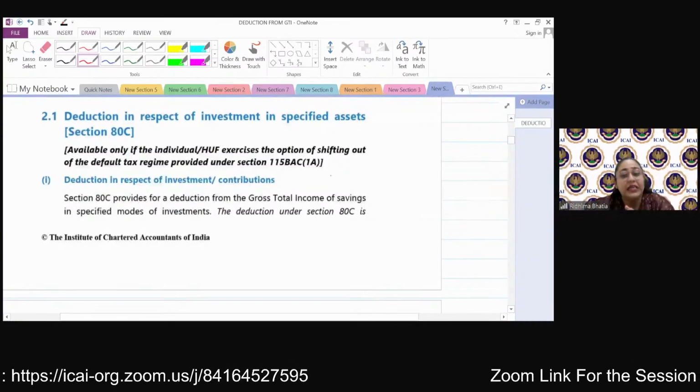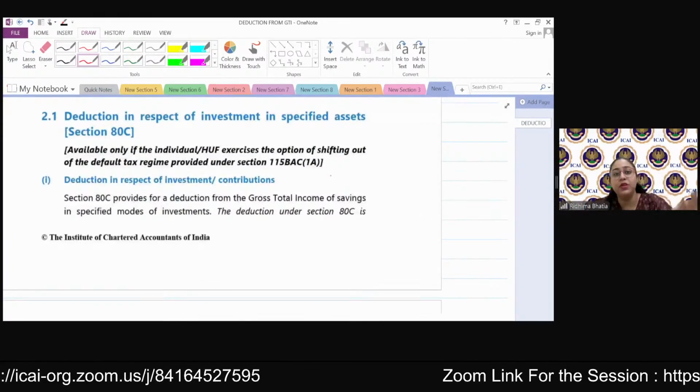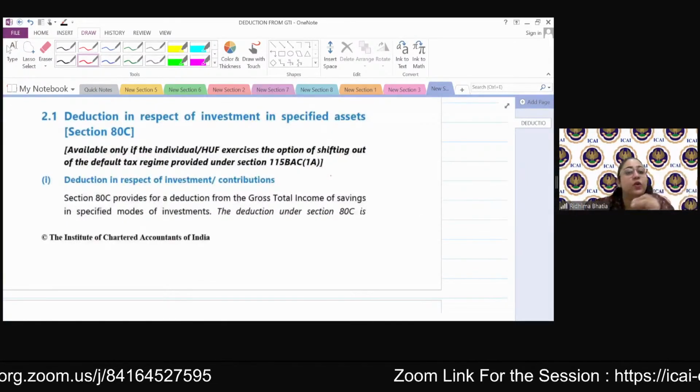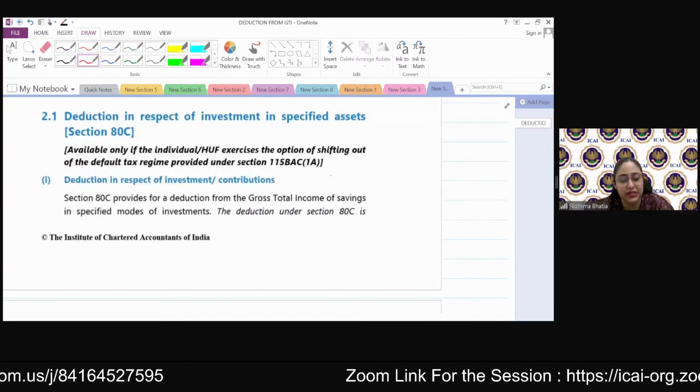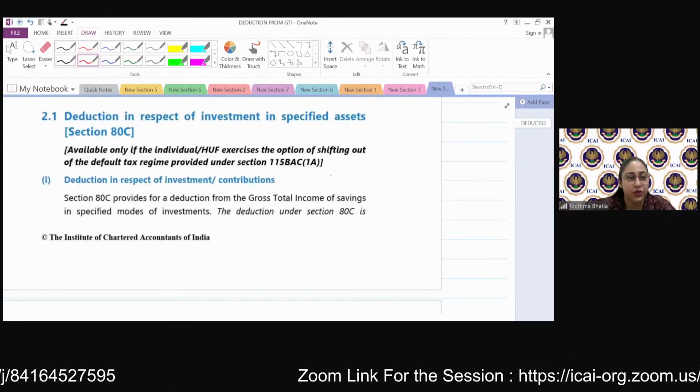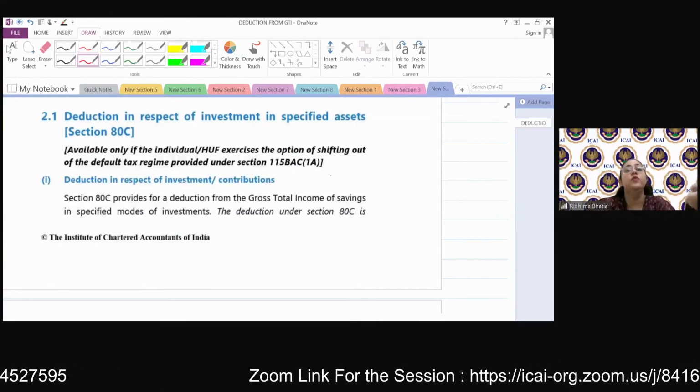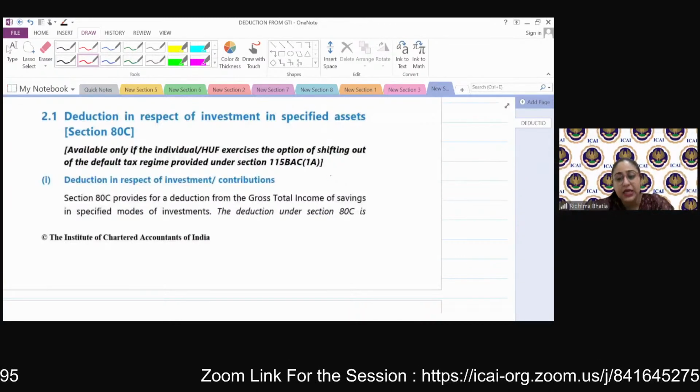Remembering them, yes, definitely is important. The list to remember is important, so that you know, in the question it will not be given that the person has claimed deduction under 80C. It would be given a type of payment during the year, and then you have to strike it yourself: oh, this is the one which is covered under 80C.